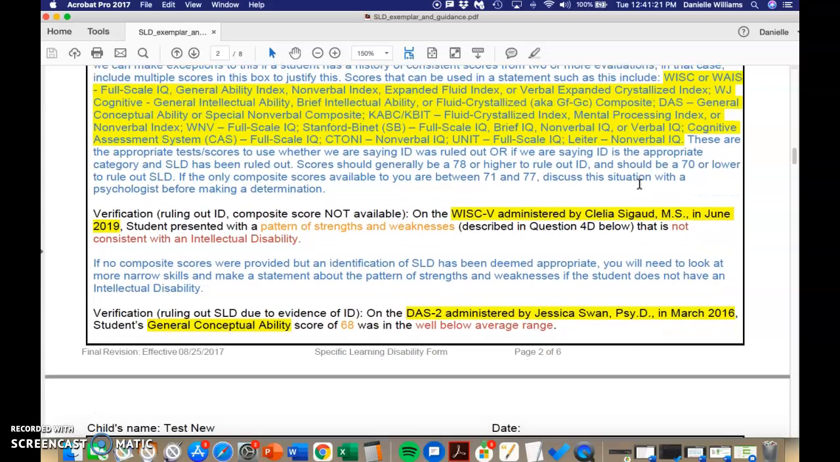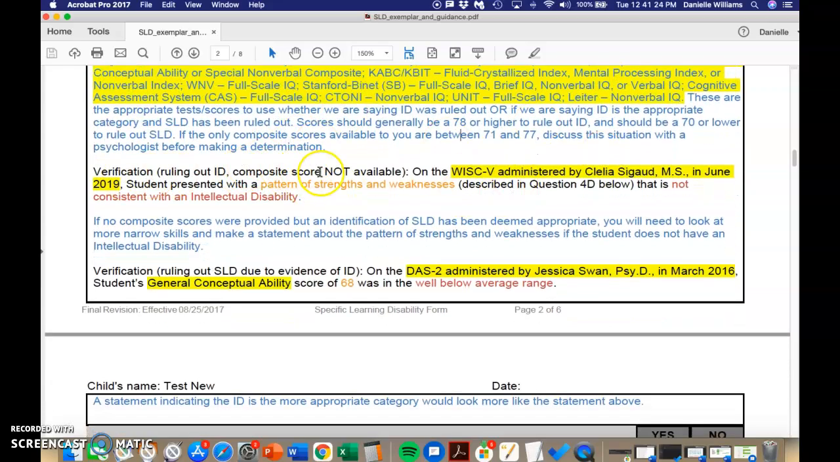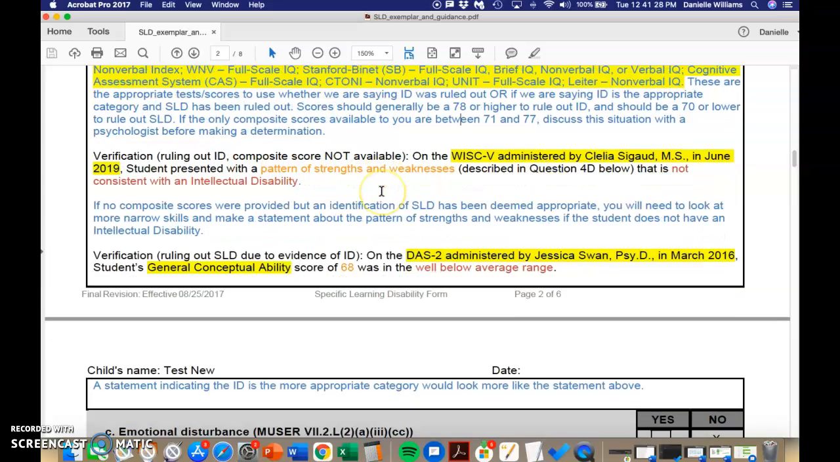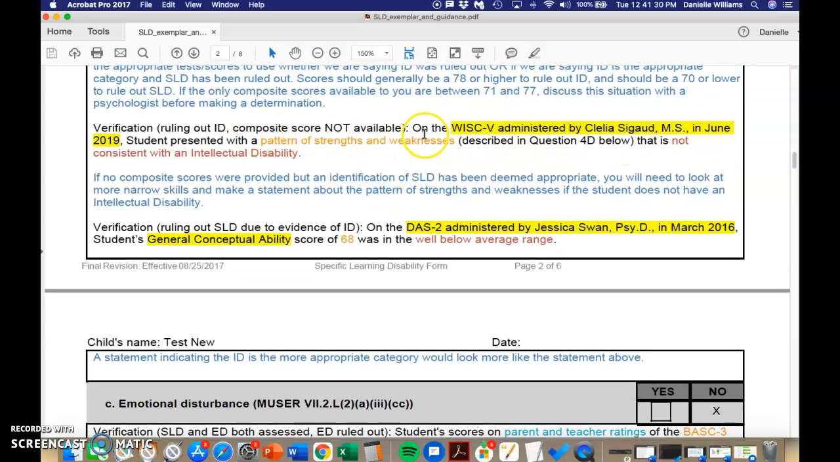If none of those were able to be calculated for some reason due to really discrepant scores, section 2 here talks about what to do when there's not a composite score available. In that case, you're going to talk a little bit about the test, who did it and when they did it, and indicate that they have a pattern of strengths and weaknesses that is not consistent with an intellectual disability.